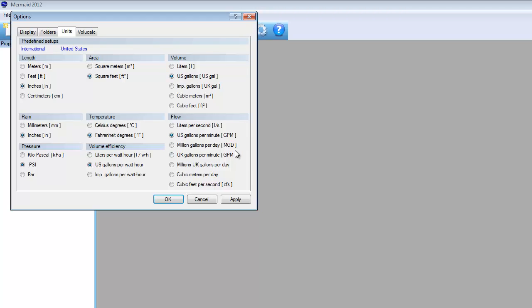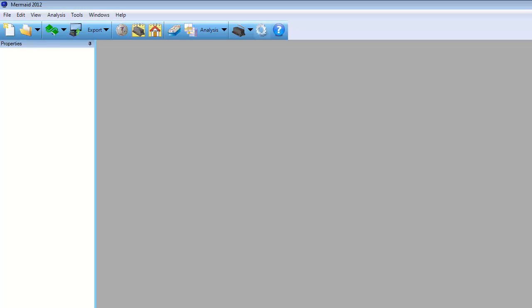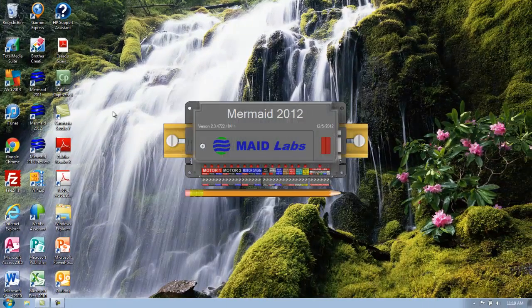We can also select MGD if you'd like. Hit the apply button, hit OK, but I did want to mention, you may have missed this, it requires the application restart to be effective. So we're going to shut down the application and do a quick restart.